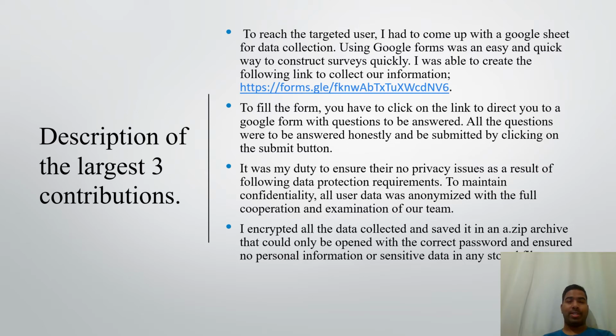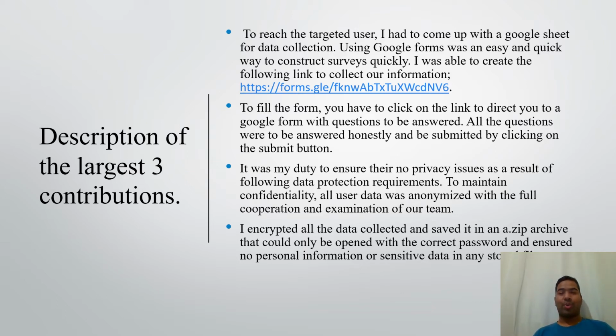So how did we get these targeted users? We had to come up with Google Sheets for data collection using Google Forms. Google Forms was an easy and quick way to construct surveys. I was able to create a link for collecting our information. To fill the form, users have to click on the link shown in this slide, which redirects them to the Google Form with the questions to be answered. All the questions were to be answered honestly and submitted by clicking the submit button.